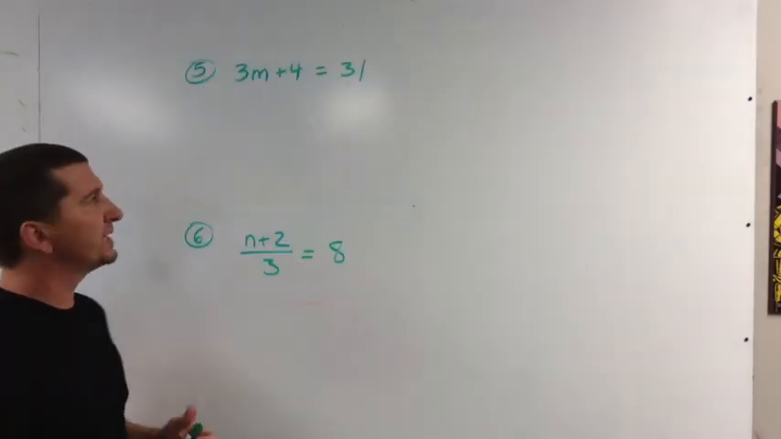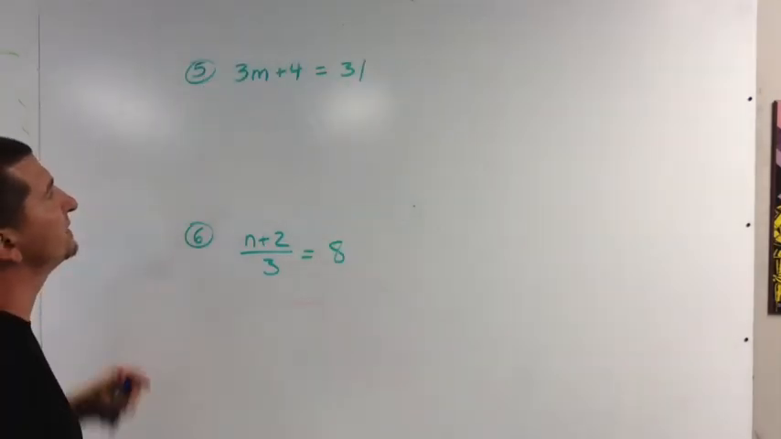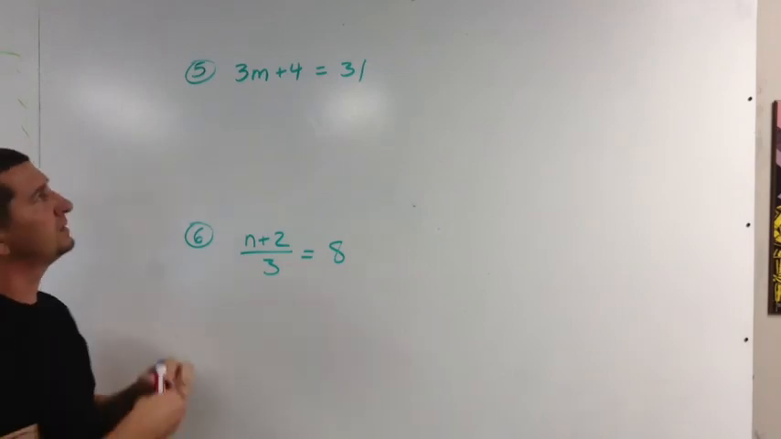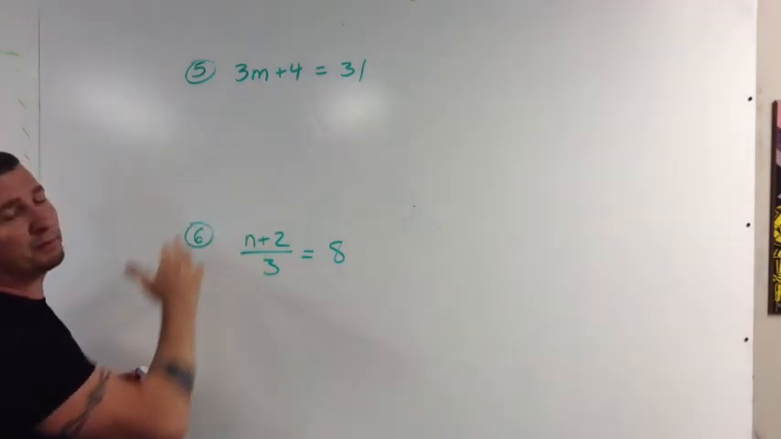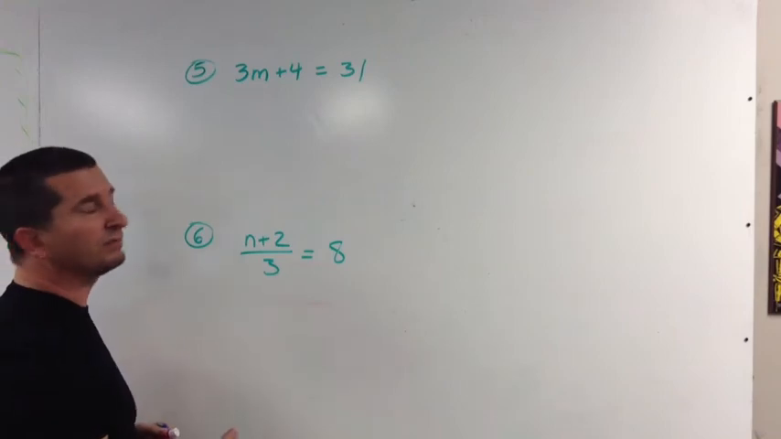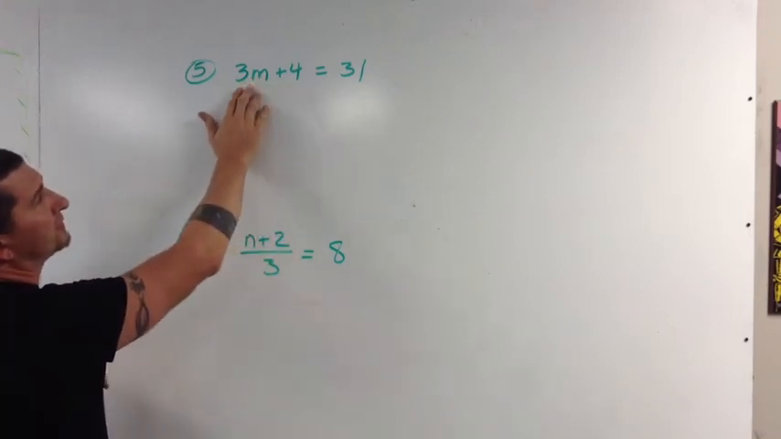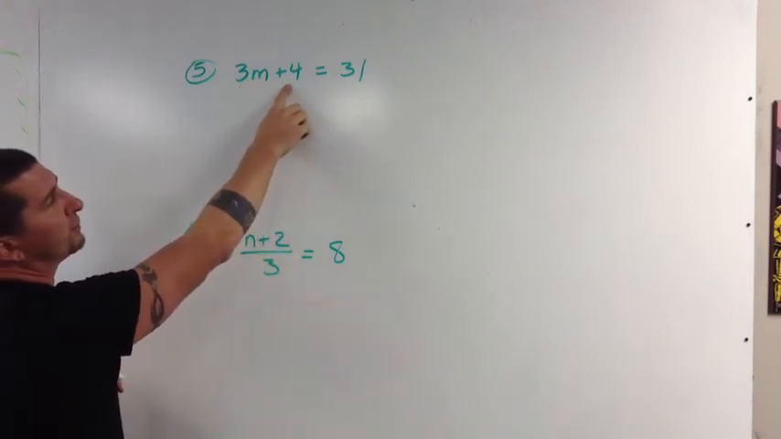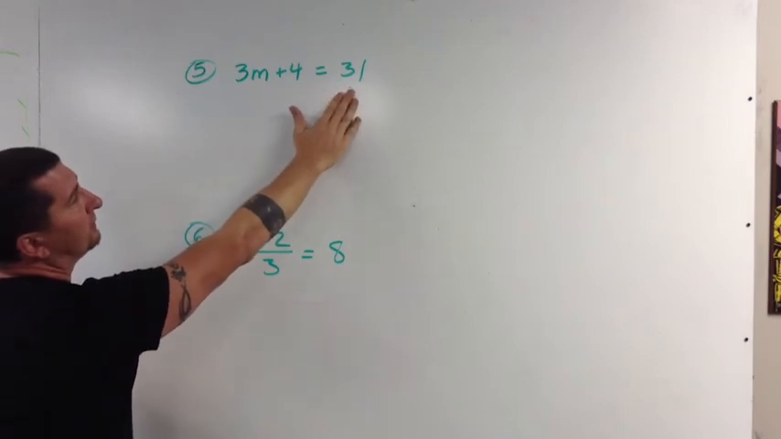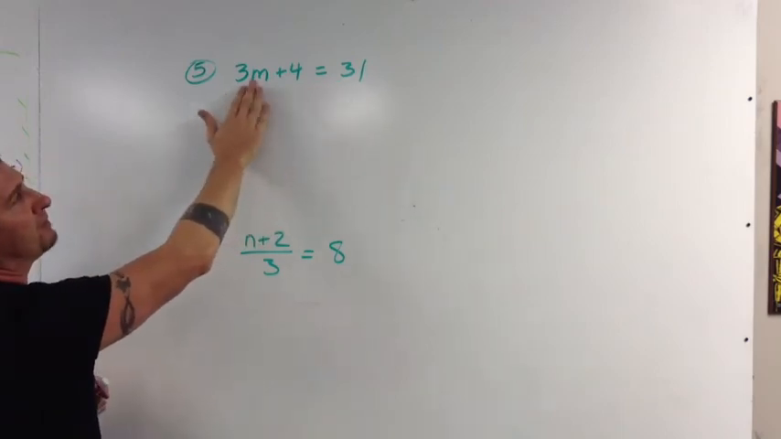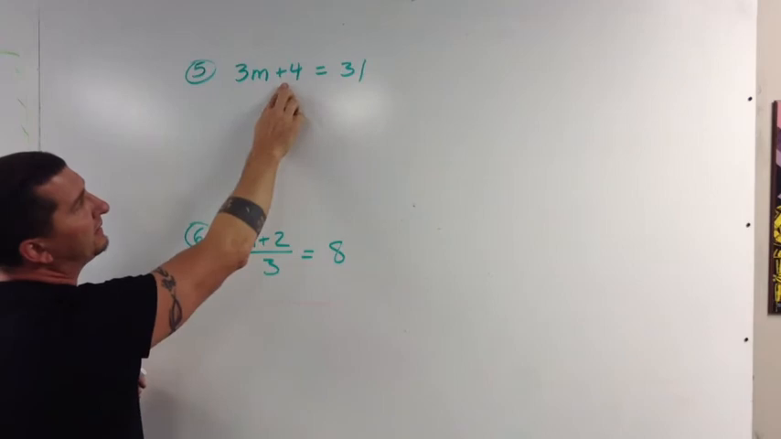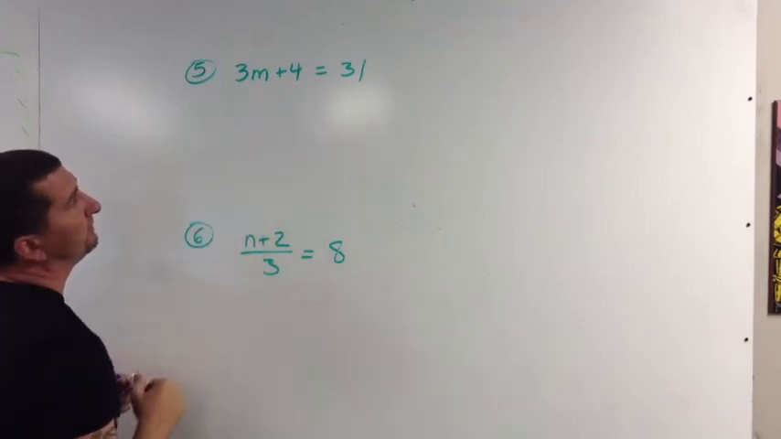Our final two examples are both two-step equations. A two-step equation has two different operations we're going to do before we can solve for the variable. Now notice we have 3 times m plus 4 equals 31. That means we have a number being multiplied to our variable and a number being added to our variable.